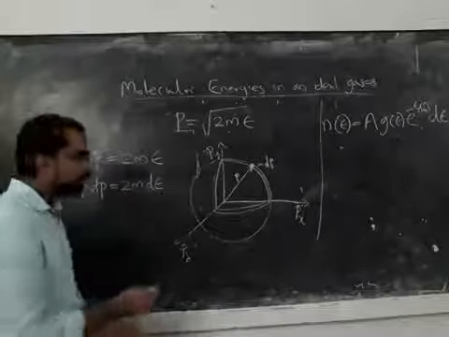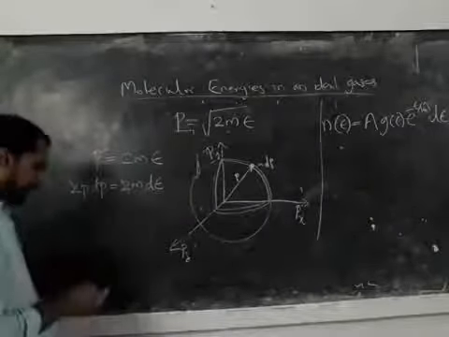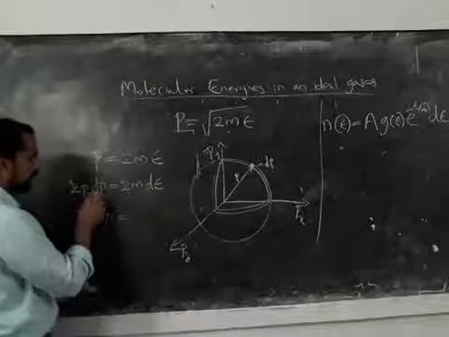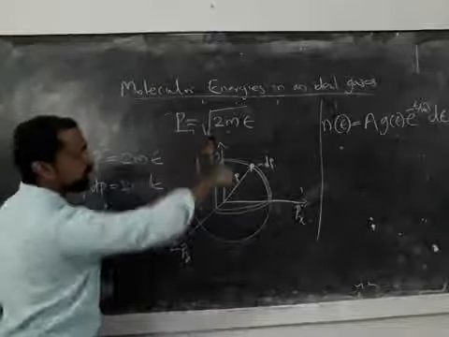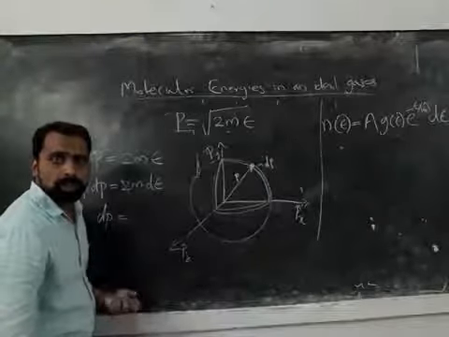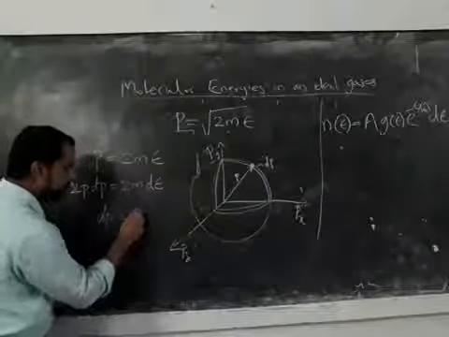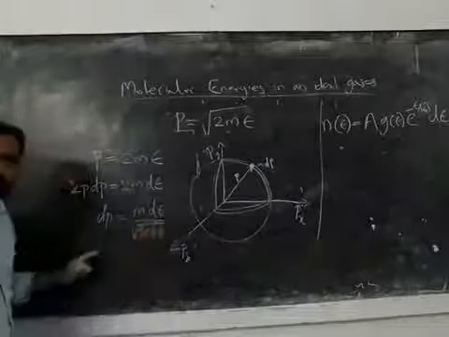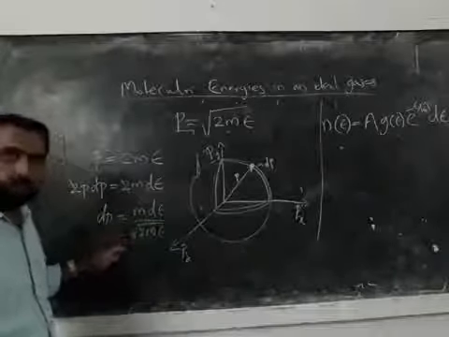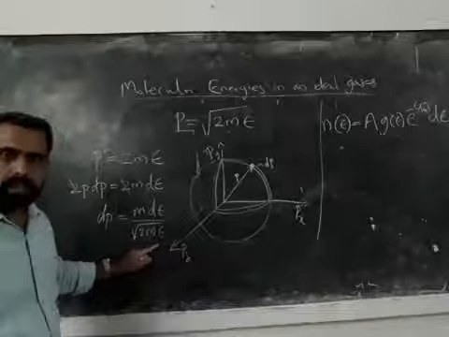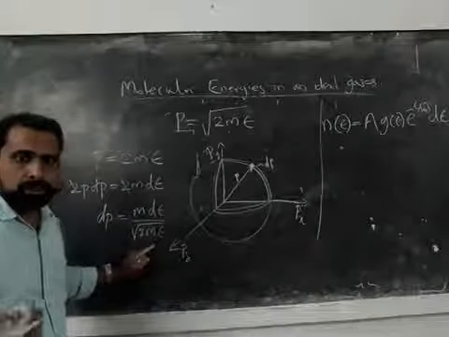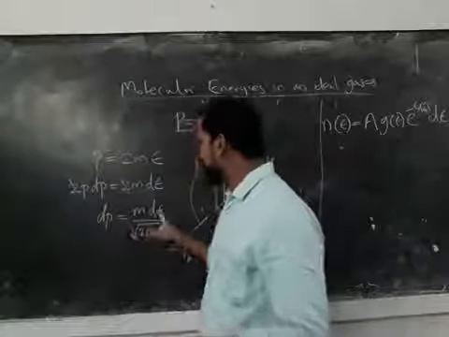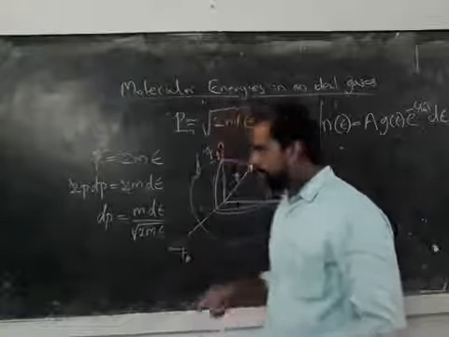So you can remove the 2 and the 2, and dp is equal to, now here instead of p what you have to use? You have to use square root of 2m epsilon. So m d epsilon divided by square root of 2m epsilon. Now you can simplify it. So the final expression: dp is equal to m d epsilon by square root of 2m epsilon.